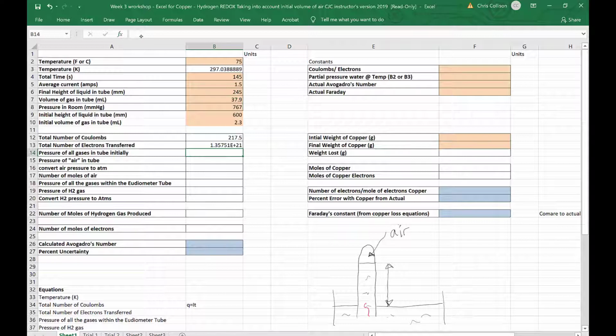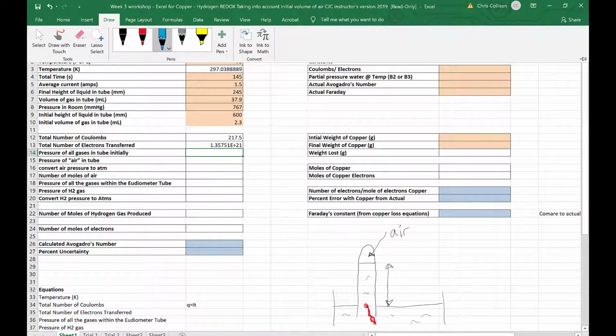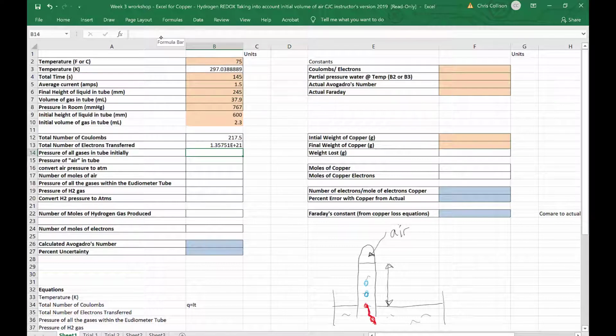So in our reaction, we had a copper wire in here, and that copper wire was hooked up to our electrodes. What happens is we get bubbles that float up to the surface, and those bubbles we collect in the top. But we want to make sure that we account first for the amount of air that's in the top of that tube before we ever pass current through that copper, and before we ever start adding hydrogen gas to form that mixture. So the pressure of all the gases in the tube initially is going to come down to the initial pressure.